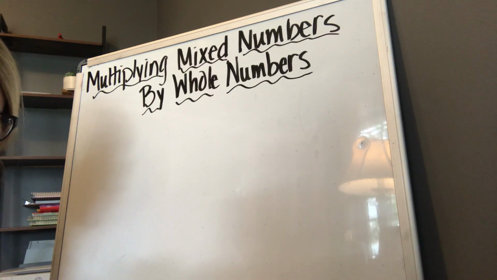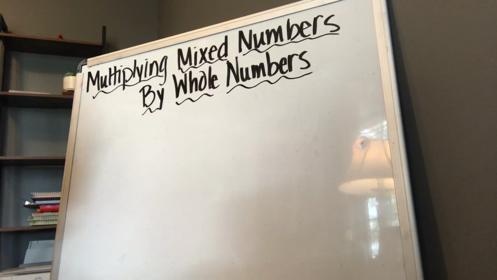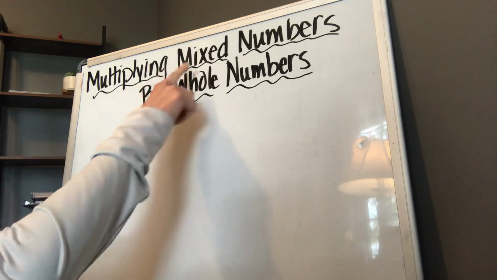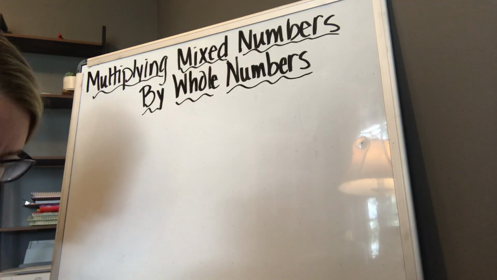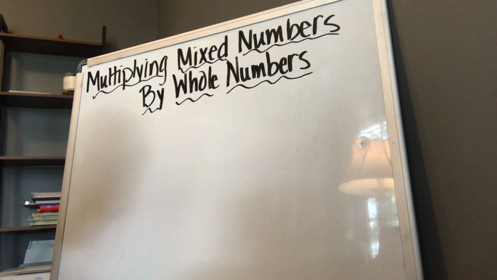All right, let's get started with part 3 of today's lesson. For this part, we're going to be multiplying mixed numbers by whole numbers. I'm going to model one for you. You can solve it on your paper with me, or you can just watch this first one.